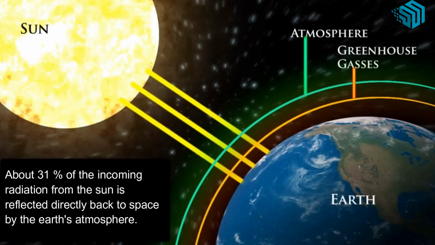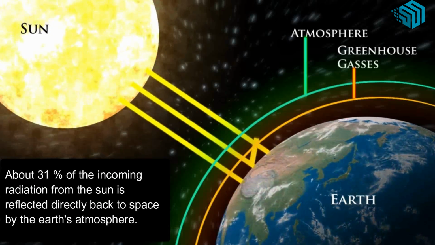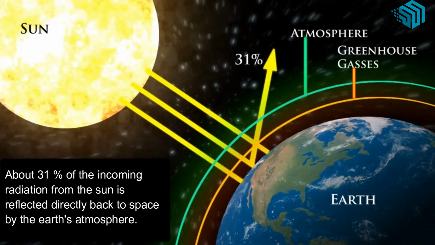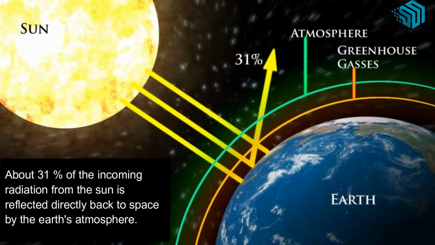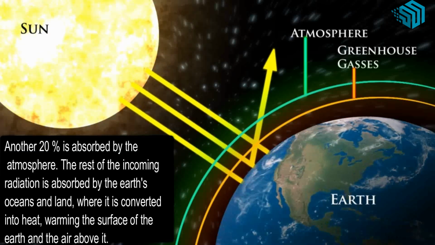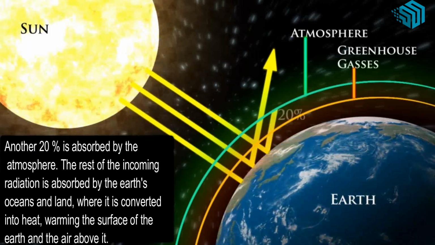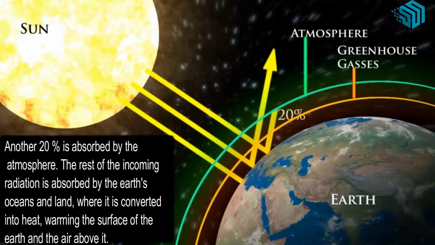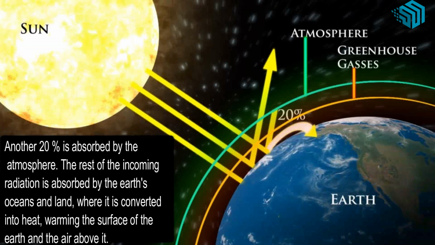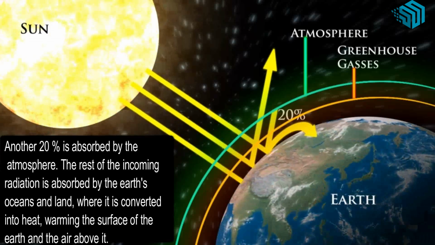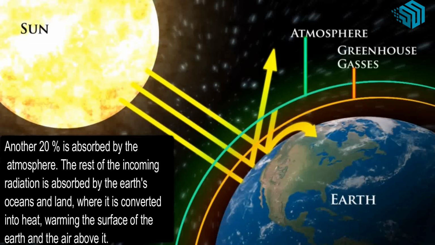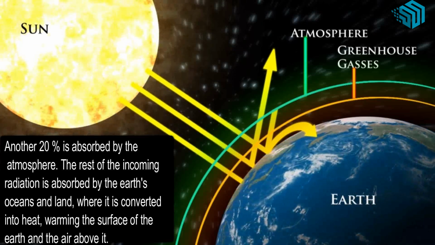heat energy. About 31% of the incoming radiation from the sun is reflected directly back to space by the Earth's atmosphere. Another 20% is absorbed by the atmosphere. The rest of the incoming radiation is absorbed by the Earth's ocean and land, where it is converted into heat, warming the surface of Earth and the air above it.